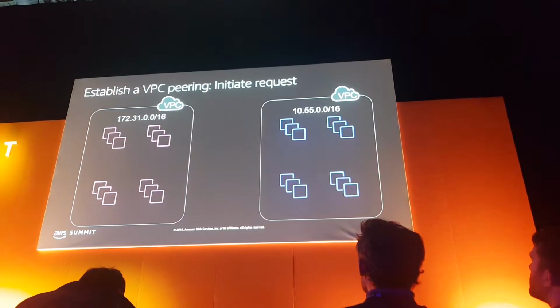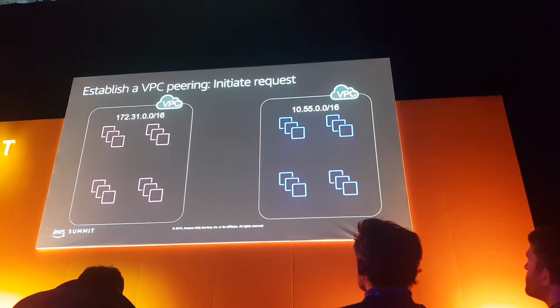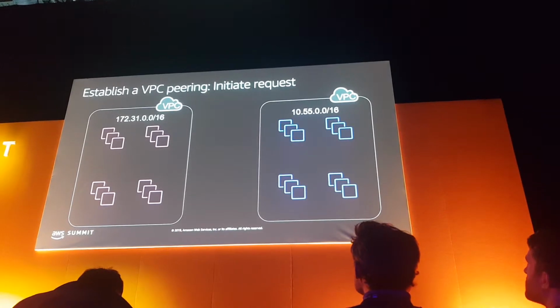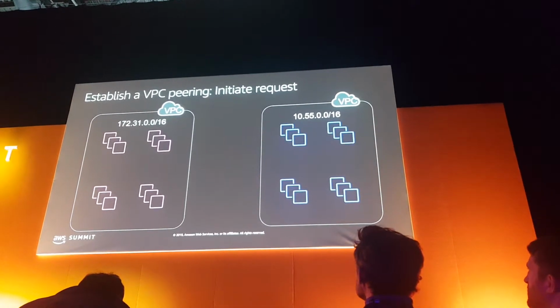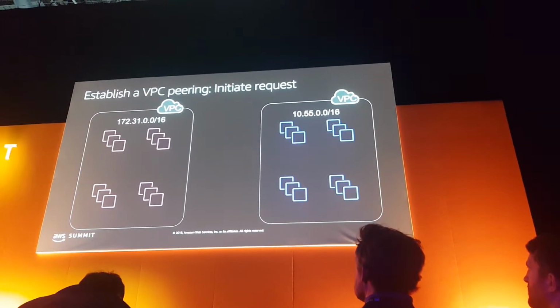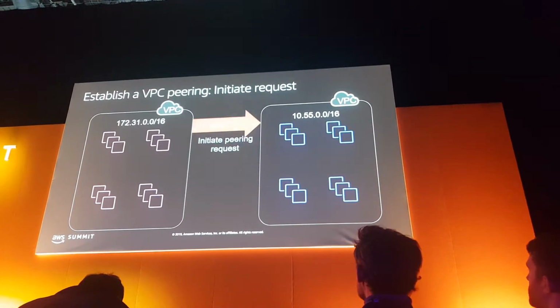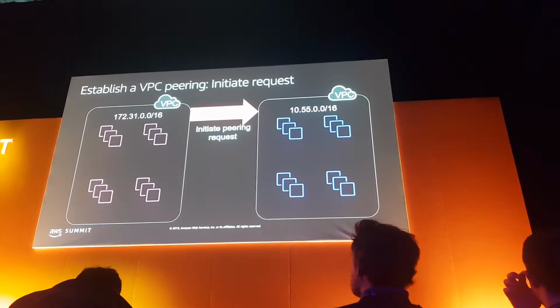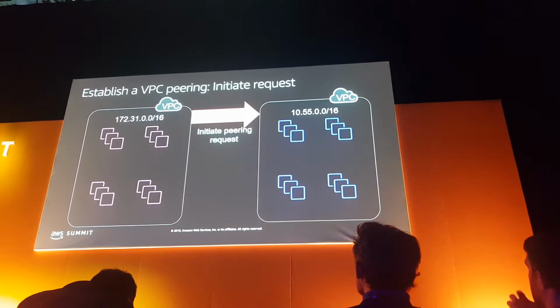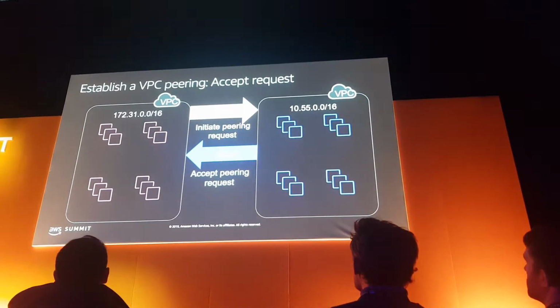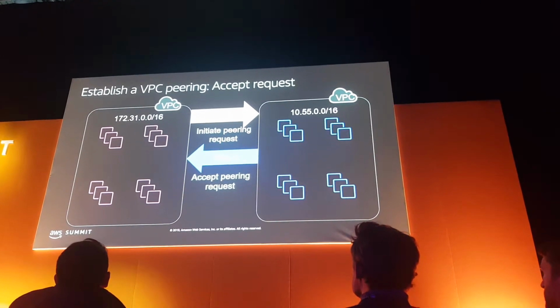From a setup point of view, establishing a VPC connection is very much a decentralized process. So the owner of each VPC is making a decision to establish that peering with the owner of the other VPC. So in this case, the owner of the VPC on the left is going to send a peering request to the owner of the VPC on the right, and then the owner of the VPC on the right will accept that request and the peering is established.